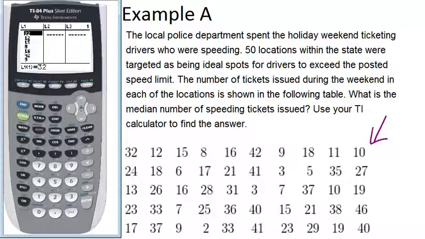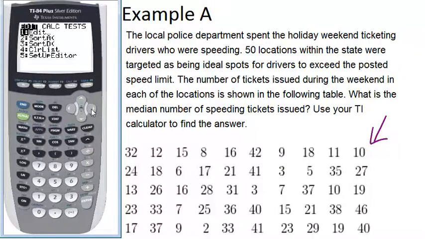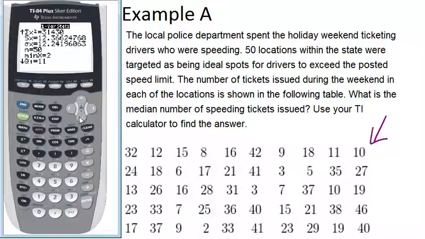Once you have all 50 numbers in there, push the Stat button again and scroll over to Calc and select one variable statistics. We want to do this for list 1, so you can just click enter until you get to calculate. Now we have a bunch of statistics. What we're interested in is the median. So scroll down until you see MED, which stands for median, and it says 20. So that's our answer. The median is 20.